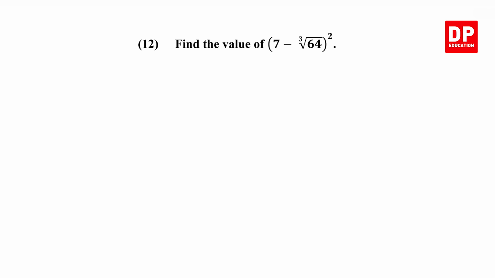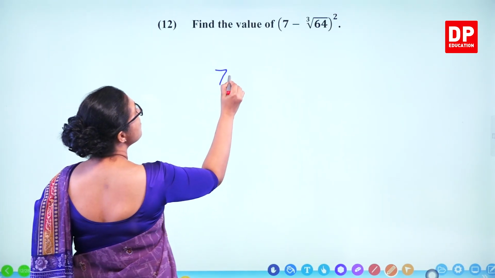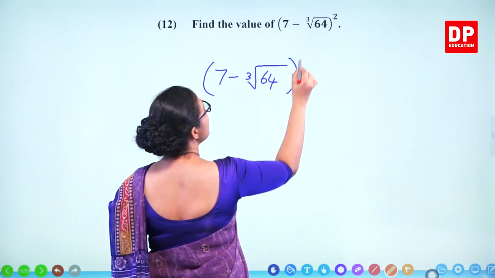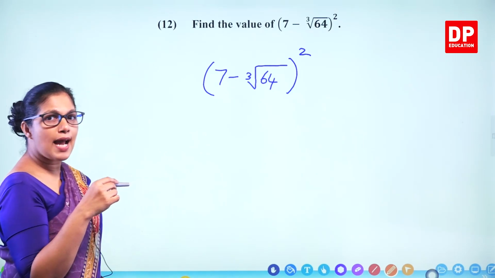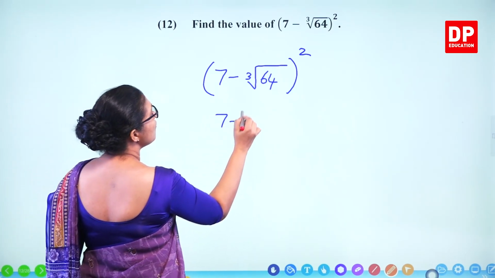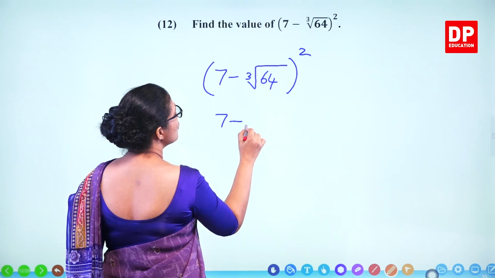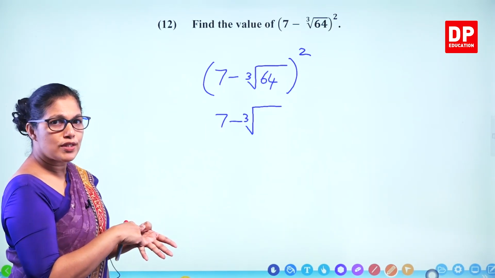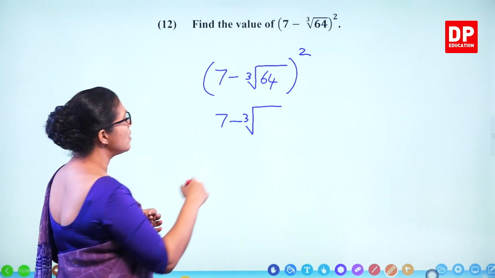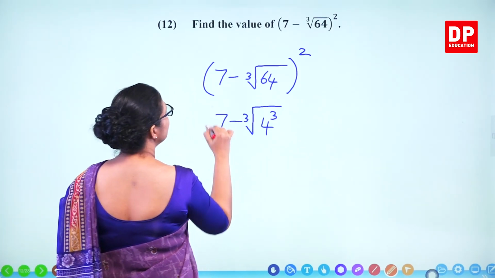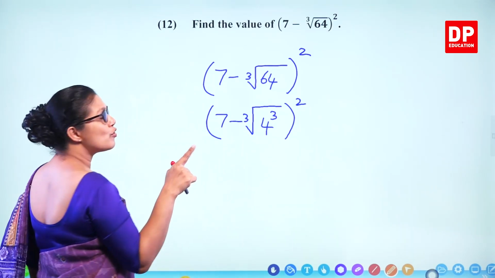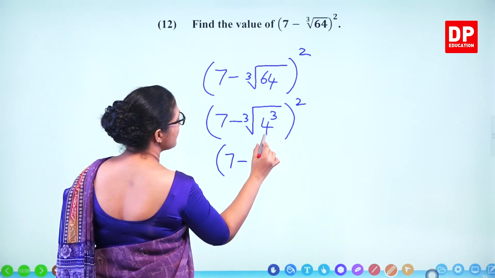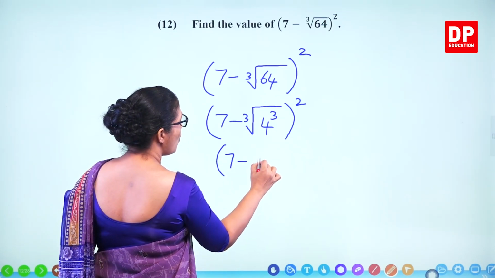Question number 12. Find the value of (7 minus cube root of 64) squared. So you have to first simplify inside the brackets. What's the cube root of 64? You can write 64 as 4 times 4, 16, 16 times 4, 64, which is 4 to the power 3. So when it's cube root, the 3 and 3 get cancelled out. So you get 7 minus 4.